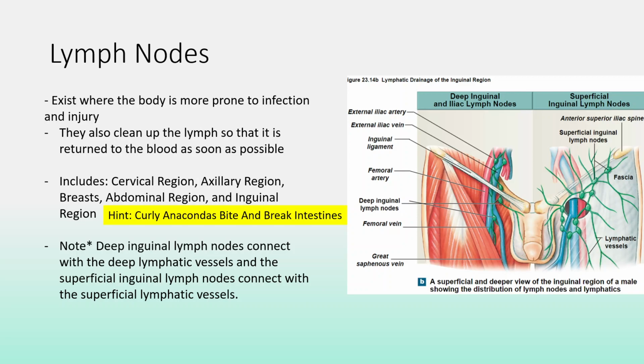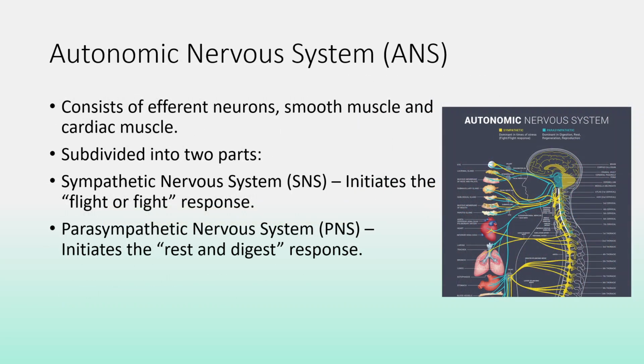So again, these lymph nodes are contained in the cervical, axillary, breast, abdominal region, and inguinal region. And a mnemonic that I came up with is curly anacondas bite and break intestines. Note that the deep inguinal lymph nodes connect with the deep lymphatic vessels, and the superficial inguinal lymph nodes connect with the superficial lymphatic vessels.